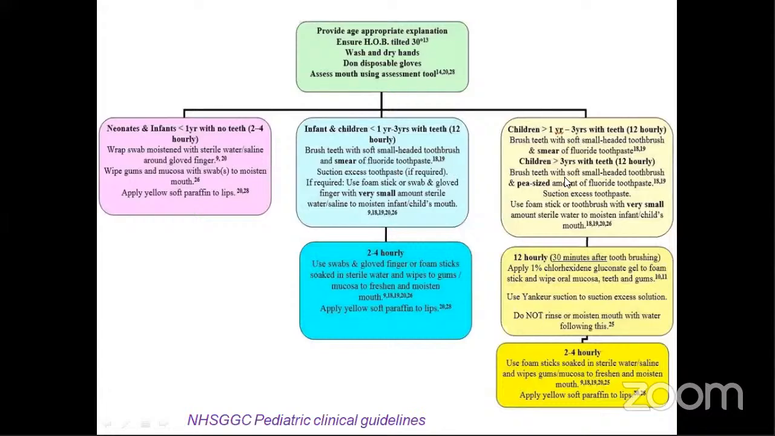In children more than 3 years, again, you have to keep the oral mucosa moist every 2 to 4 hourly. You have to keep on brushing the teeth every 12 hourly. The third thing that you have to add here is that 30 minutes after tooth brushing, you apply 1% chlorhexidine gluconate gel to a foam stick and wipe the oral mucosa, teeth and gums. And do not rinse or moisten the mouth with water following this.